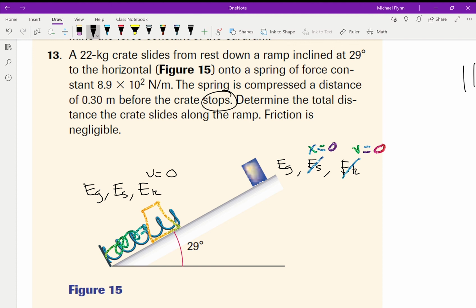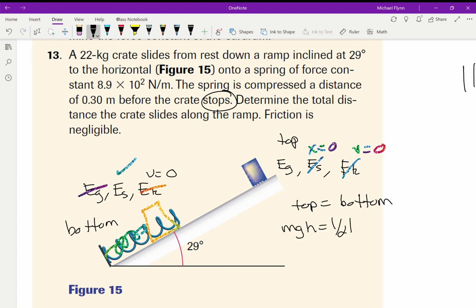Now, of course, you do have spring energy because it's compressed. And because it's as low as it's going to go, you don't have any of that. So those two are gone. And so we're going to do this. Let me just do this question right here. You're going to say, here's the top, here's the bottom, right, of the motion. And so you're going to say that the top equals the bottom. And we've got mgh will equal half kx squared.